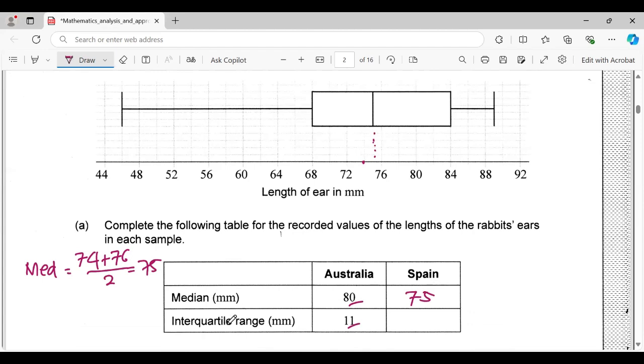Okay, and then the interquartile range for Spain. Look at that, the upper quartile, this is the upper quartile, 84, while the lower quartile is 68. So the interquartile range for Spain is IQR. For Spain, it is 84 minus 68. So this is 16.